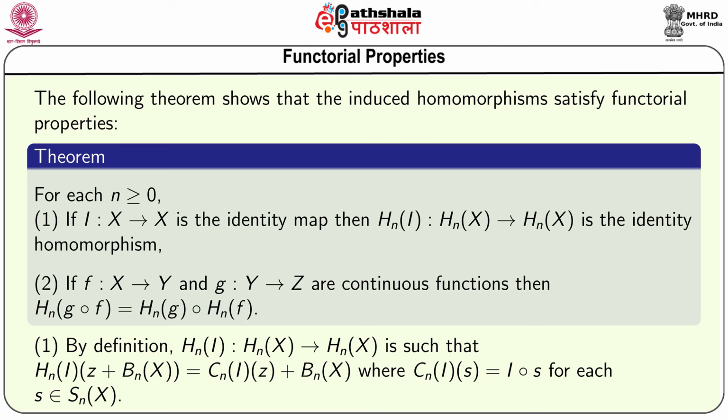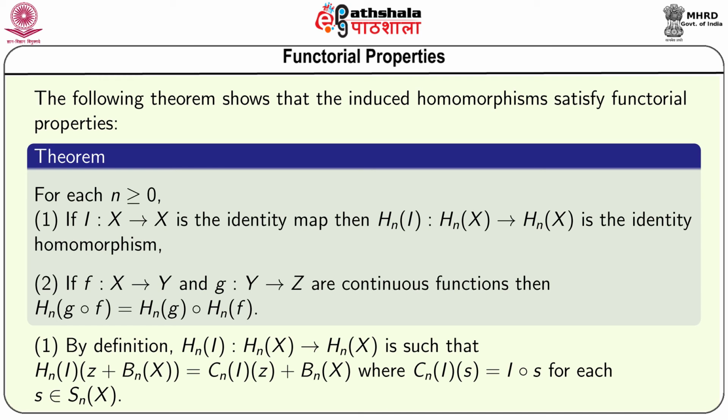For each n greater than or equal to 0, we want to show that, number 1, if I is the identity map from x to x, then HnI from Hnx to Hnx will represent the identity homomorphism. And number 2, if f is a continuous function from x to y and g is a continuous function from y to z, then Hn of g composed f is equal to Hng composed Hnf. Let us prove this theorem. We start with number 1.